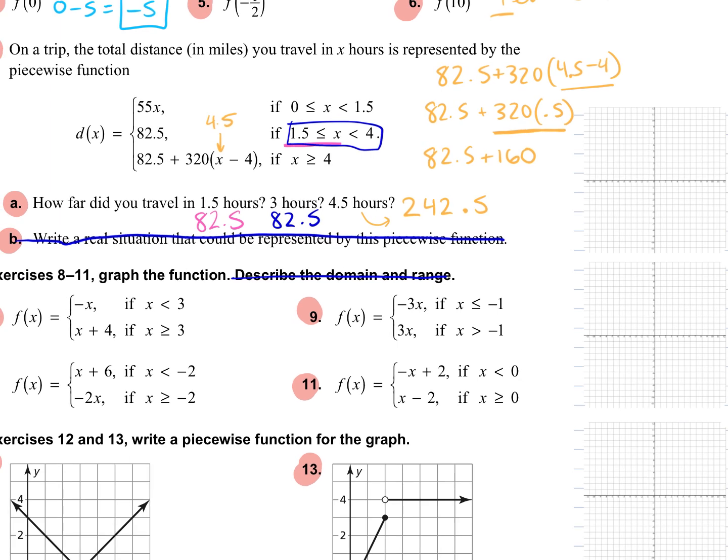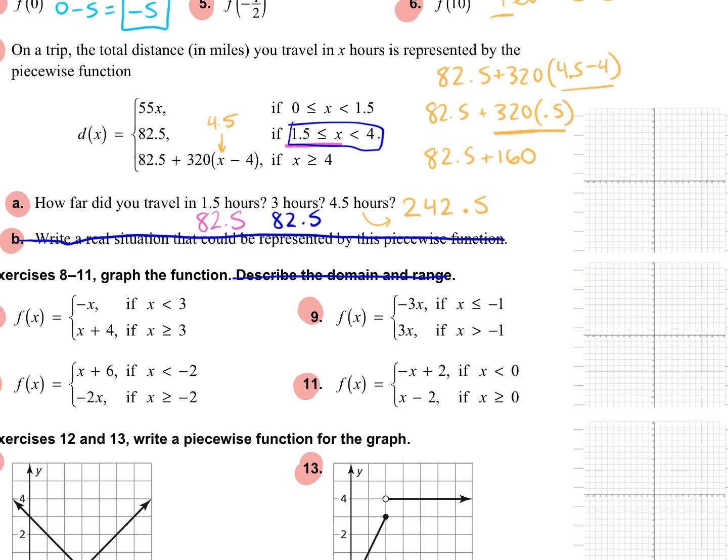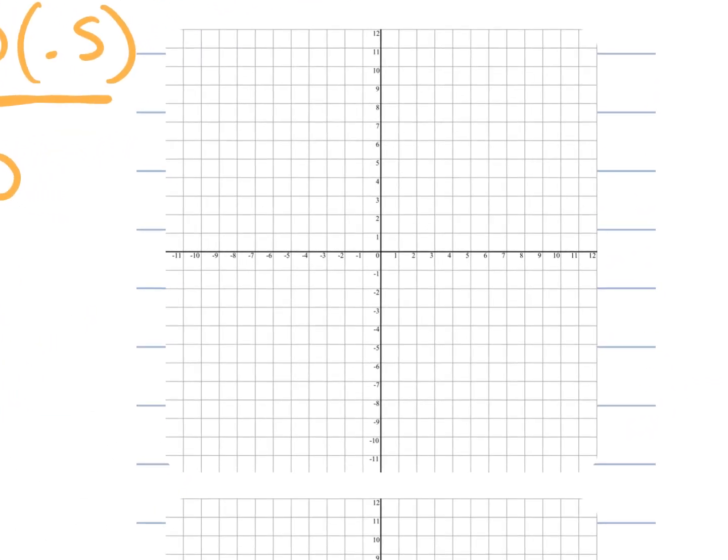So let's look at number 8. So when we graph piecewise functions, we do one at a time. So I have this negative x when x is less than 3. So we like to think about it in slope-intercept form. So y equals mx plus b. If I have negative x, what's my slope? Negative 1. And what's my y-intercept? 0. Perfect. So let's go to our graph. What would be the first point I need to plot on my graph? 0. Always graph the y-intercept first.